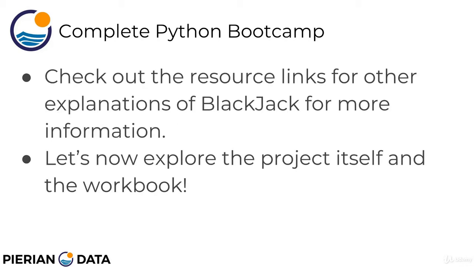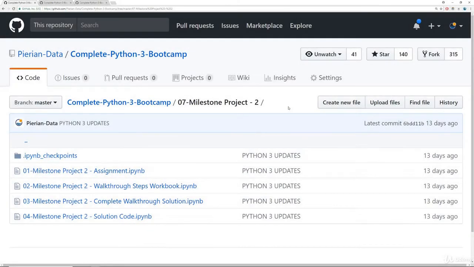You can check out the resource links for more explanations of blackjack and more information on that, but what we're going to do now is explore the project itself and the workbook. Let's get started by jumping over to that repository. Okay, so here we are at the repository. If you go to Complete Python 3 Bootcamp, you should see a folder that has the Milestone project. Keep in mind that the numbering might be a little different if we add folders in the future or rearrange things, but the name should be the same, Milestone Project 2.